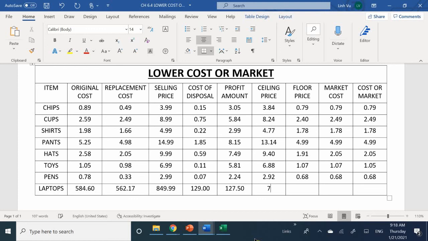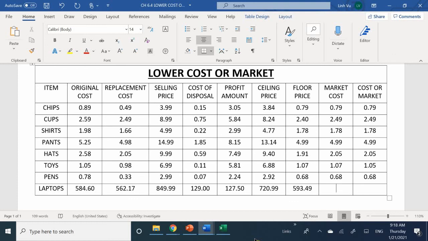$720.99. Okay. What is my floor price going to be? $593.49. Okay. So then which number is going to be in the middle? $562.17.